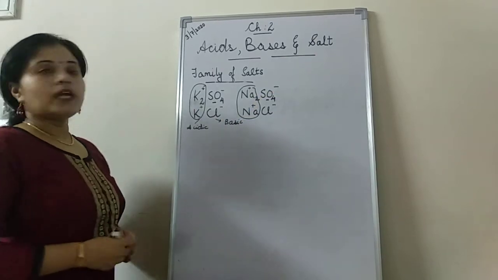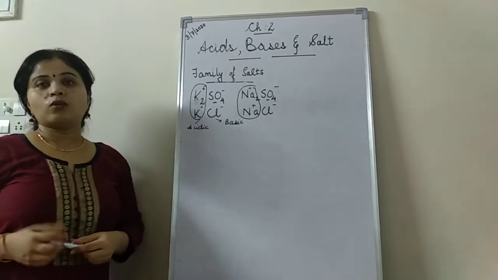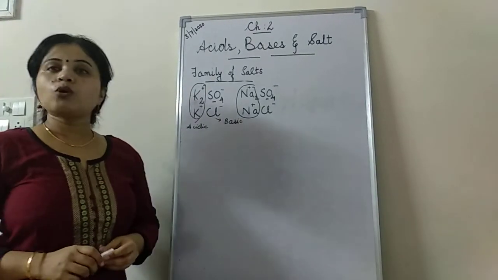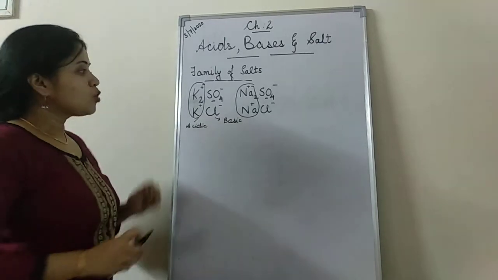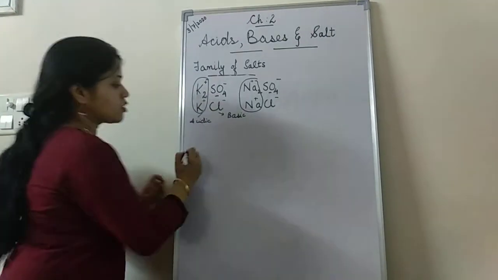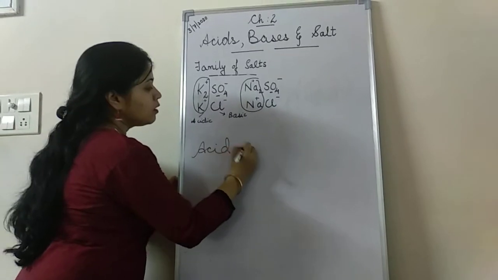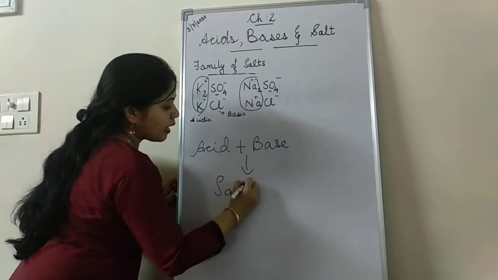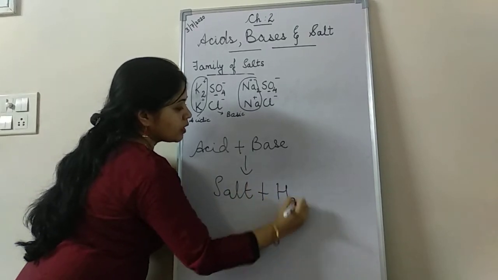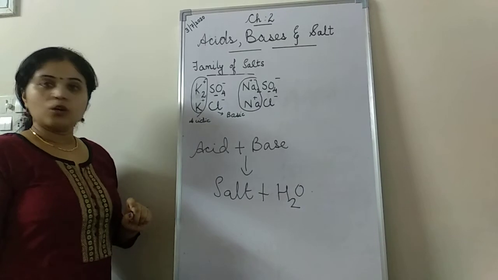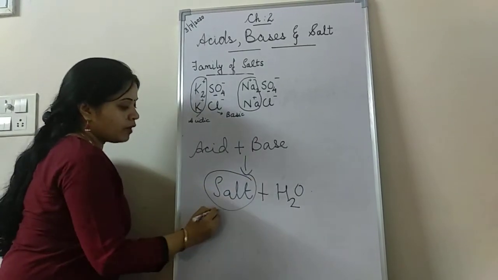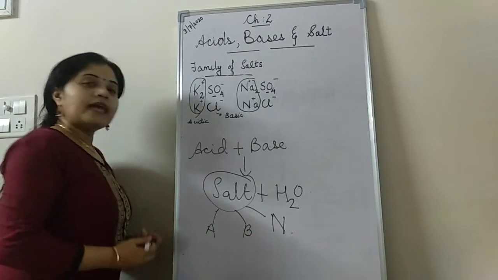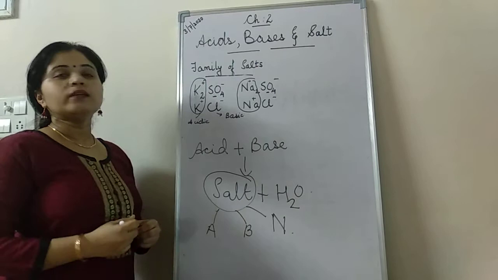Now next we have to start with how you will determine whether a salt is an acidic salt, a basic salt or a neutral salt. Clear? We have studied in the neutralization reaction that an acid will react with a base to give salt and water. This is a neutralization reaction. Whether this salt formed is acidic, basic or neutral has to be determined. So how can you determine this?